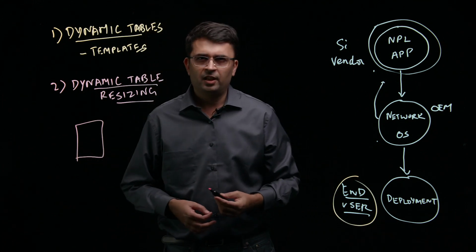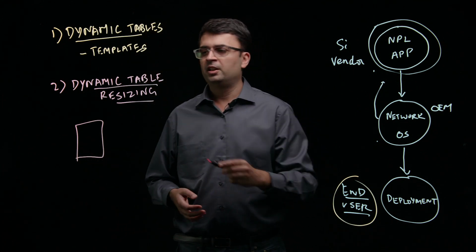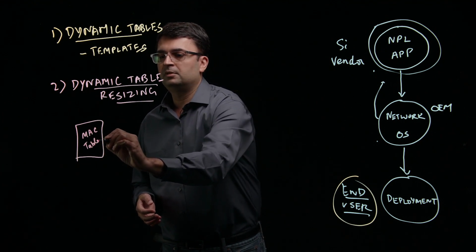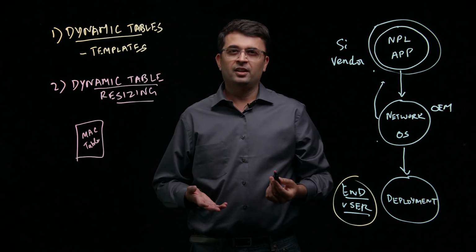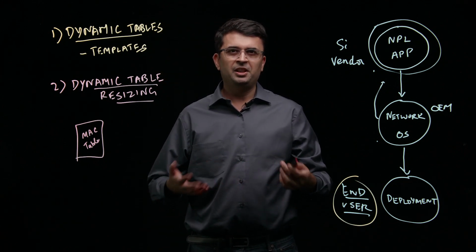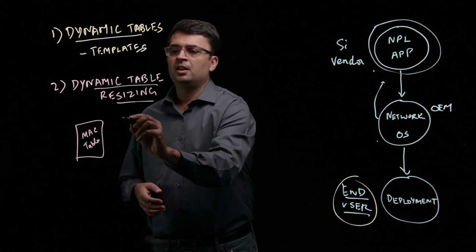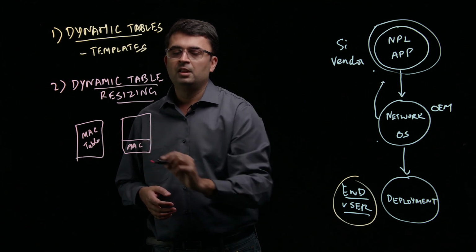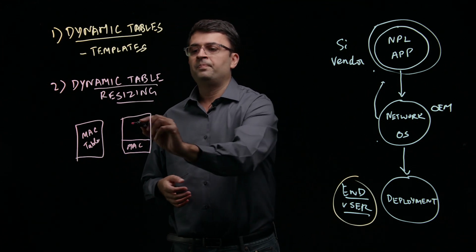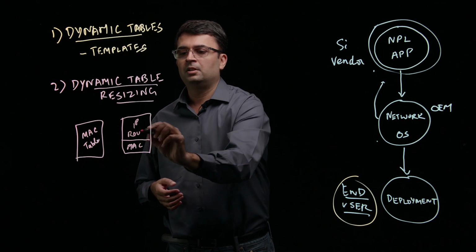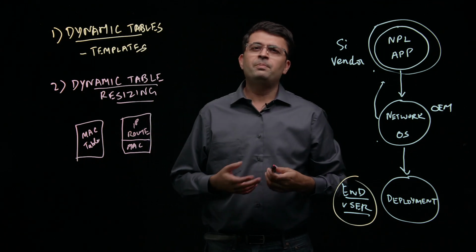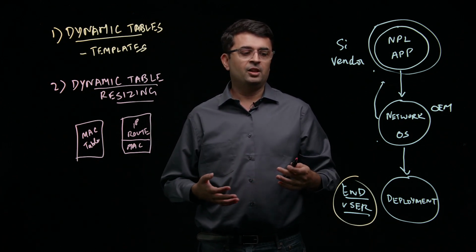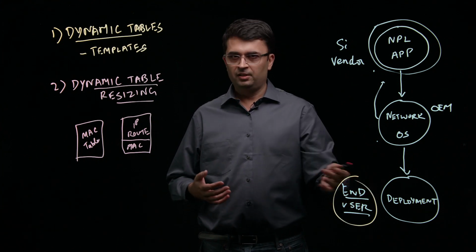an organization that's running a mostly layer 2 network may wish to maximize the scale of their MAC tables. On the other hand, another organization that's running a mostly IP network or a layer 3 network may wish to have just a small MAC table and have a much larger IP route table. So with NPL, this kind of resizing flexibility is again available at runtime to the end users.